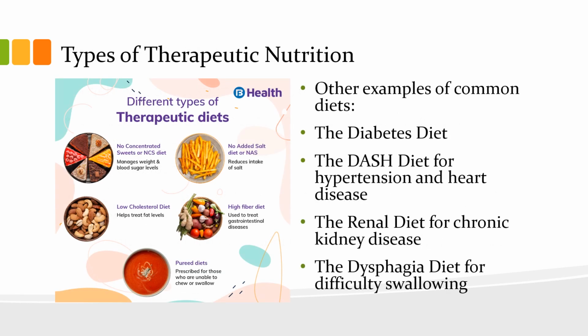So some different types of therapeutic nutrition. You can see there: no concentrated sweets, no added salt, low cholesterol, high fiber, pureed. Those are all different types there. One of the hardest diets for anybody to follow is the no added salt or reduced intake, a low sodium diet. Some other examples of diets you can see here on the right: the diabetes diet, DASH, which we use for hypertension, renal diet for chronic disease, and the dysphagia diet for difficulty swallowing.